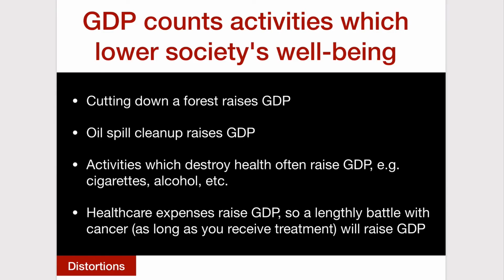All right, so GDP also counts activities which lower society's well-being. Like I said, cutting down a forest raises GDP. An oil spill, if you spend money to clean it up, is going to raise GDP. Activities which destroy health often raise GDP. So, cigarettes, alcohol, etc. The cigarette industry is a multi-billion-dollar industry that raises GDP. There's no negative for destroying people's health. Same thing for healthcare expenses. If you have a lengthy battle with cancer, maybe even you die, so long as you receive treatment for that, that's all going to raise GDP. That's all services. But this is not necessarily increasing society's well-being. Now this last one's a tricky one, because if you have an illness, you'd rather have treatment than not have treatment.